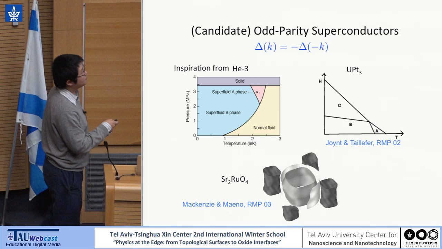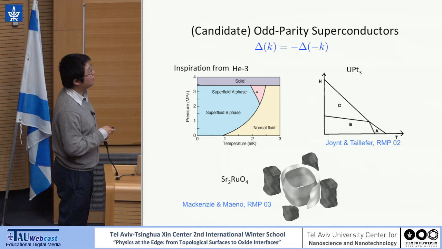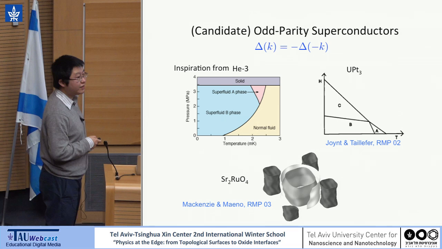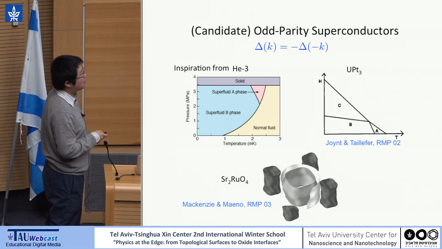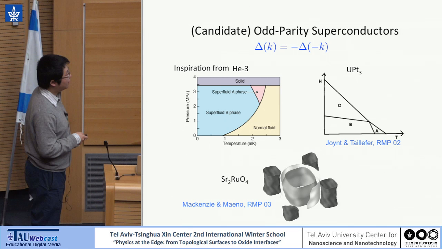Now, odd parity superconductors have also been long sought after. In electronic systems, there's a lot of supporting evidence that the heavy fermion compound uranium platinum is an odd parity superconductor. And experimentally, the presence of multiple superconducting phases has been very well established. I'll come back to this later. And also, there's a lot of evidence that strontium ruthenate is an odd parity superconductor.